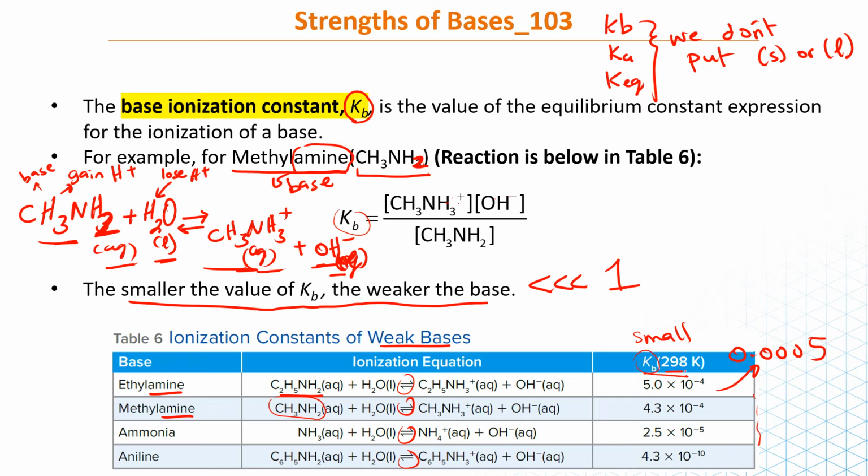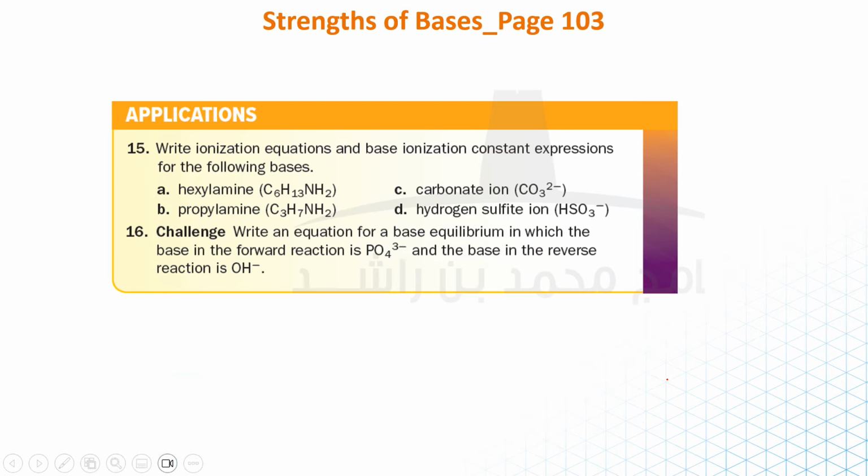Of course, this is measured at 298 Kelvin, which is 25 degrees Celsius. So if we change the temperature, these values are going to change. Remember, we covered this when we studied chemical equilibrium. So now let's do 15A and C. Okay, so 15A.